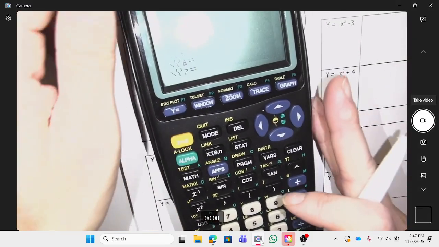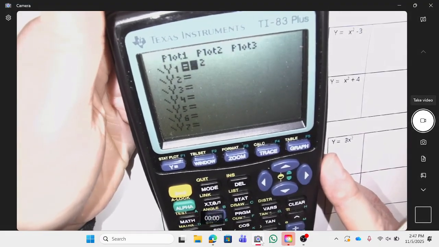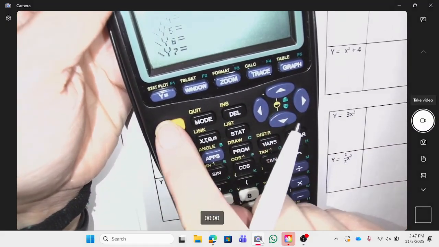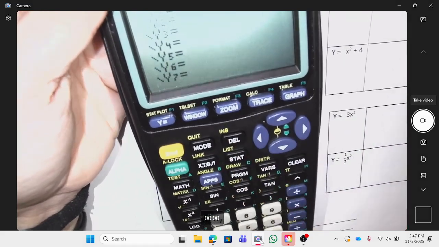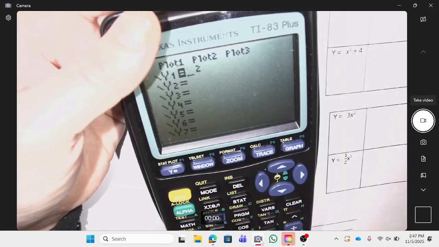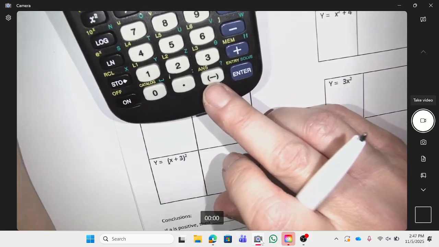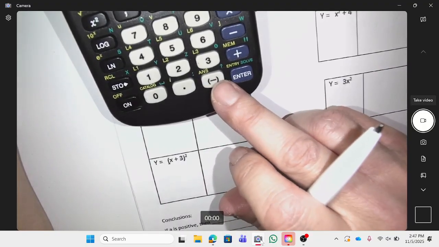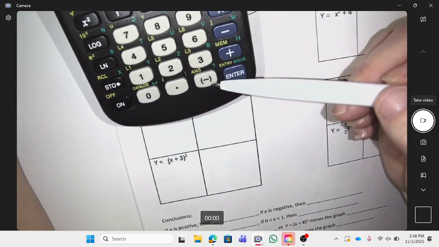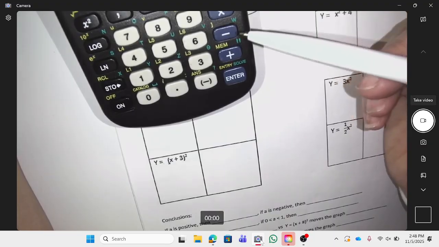Okay, hit your y equals button. Now I'm going to insert a negative sign. So you can do insert by hitting second delete. It inserts. So if I want to put something in front, okay, and my negative button is beside the enter. This is a negative button. Okay, please know this difference. This is negative number and this is operation subtract. Those are different buttons.